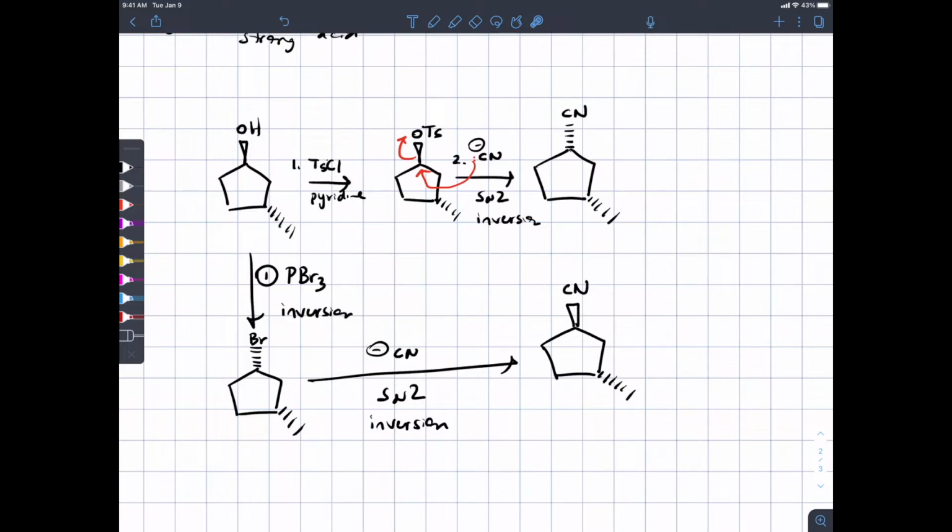So if you've got all of those details in your mind, you can begin to do synthesis in a strategic way. This is going to require you to memorize that PBr3 and SOCl2 give you the corresponding alkyl halide with inversion of configuration, but that TsCl gives you the tosylate with retention of configuration. You don't change the stereocenter.